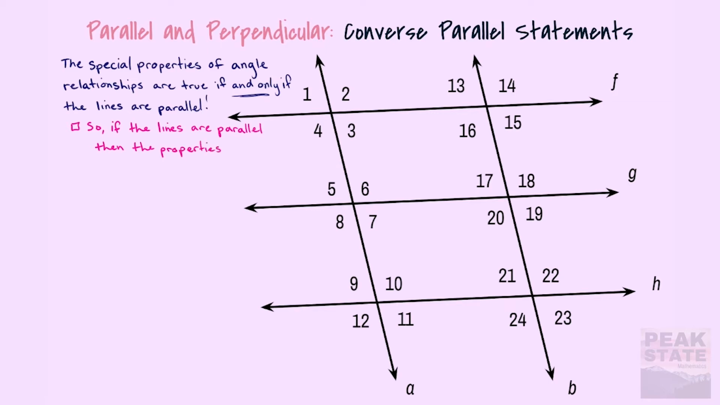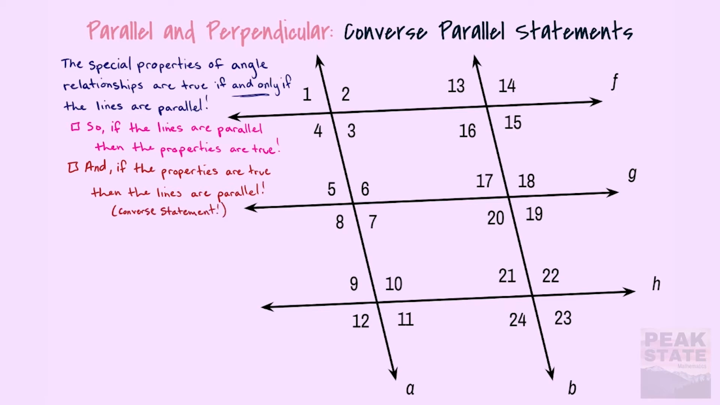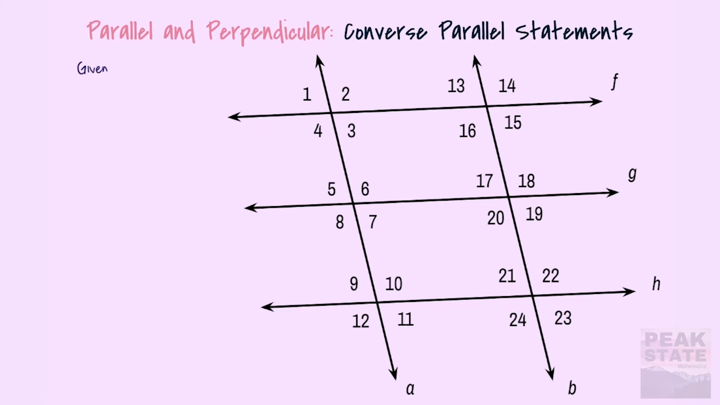So if the lines are parallel, then we know that the properties are true, right? That's kind of what we started with. But with this if and only if situation, we know that the converse is also true. So if the properties are true, then we know that the lines are parallel. That is that converse statement. And that's what we're going to practice right now. So let's go ahead and look at an example and see if we can identify which lines are parallel given some of that information.